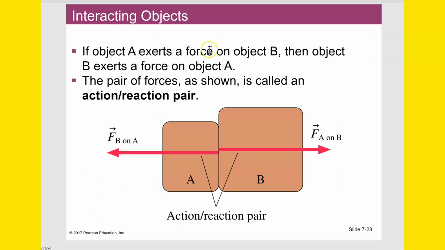If object A exerts a force on object B, then object B exerts a force on object A. The pair of forces as shown is called an action-reaction pair. So we call this force the force of B on A, and we call this force the force of A on B. Together they form an action-reaction pair, equal in magnitude and opposite in direction.